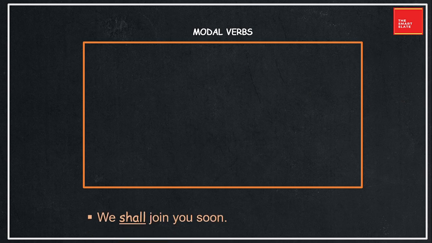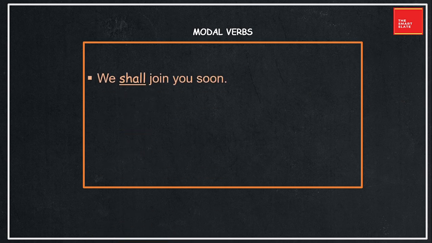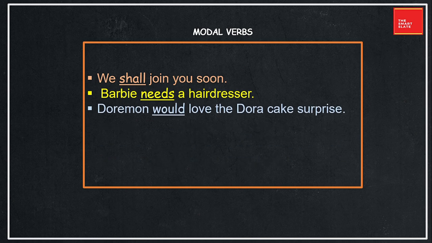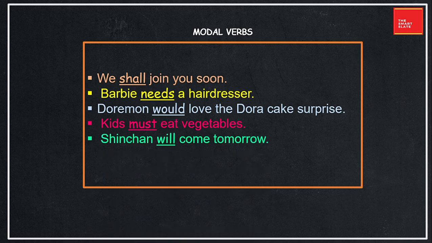So here I have a few examples. We shall join you soon. Join is the main verb, but shall is your modal verb. Barbie needs a hairdresser. Doraemon would love the Tora cake surprise. Kids must eat vegetables. Shinchan will come tomorrow. Nobita can do it. You may leave now. Shall, needs, would, must, will, can, may are modal verbs, and the main verbs you can understand here are join, love, eat, come, do, leave. So I hope you understood modal verbs.